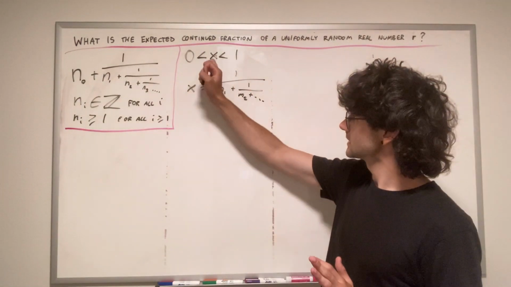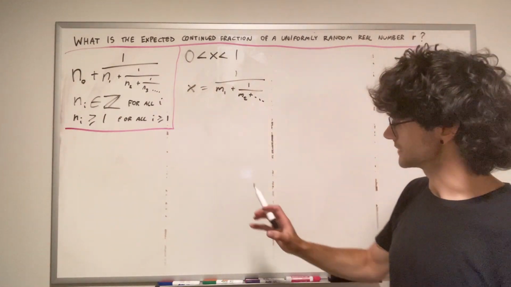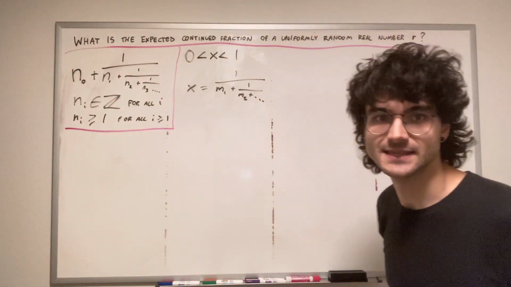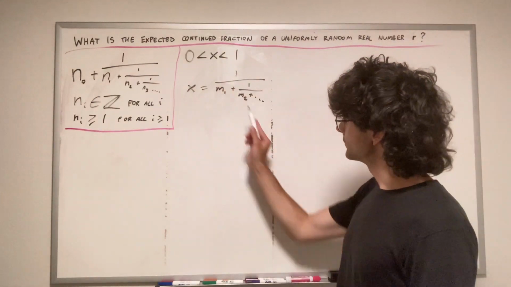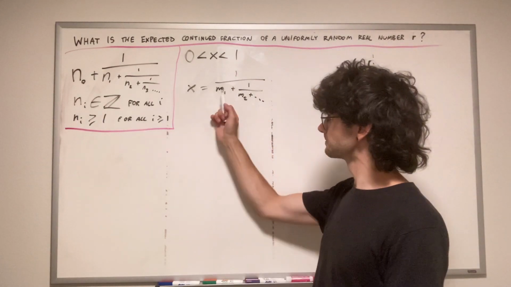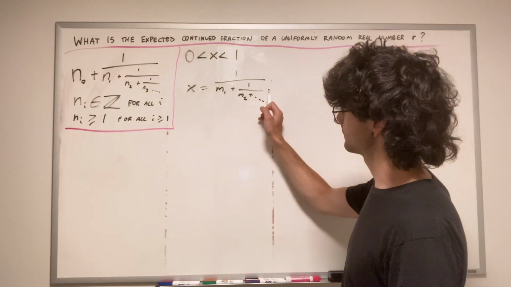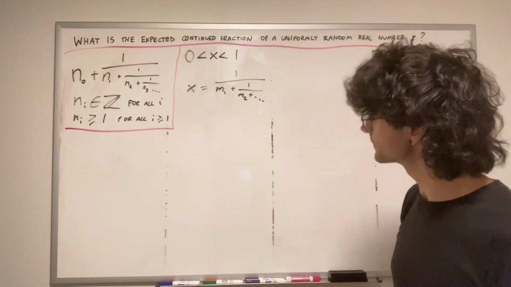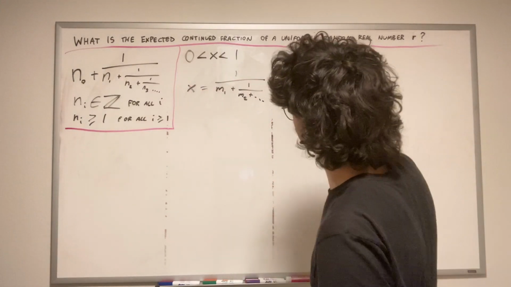Now, why is it greater than 0? Why is it positive? Well, all of these m's are positive. So the denominator is positive, and the whole number is positive. There's nothing in it that would make it negative. Why is it less than 1? Well, the smallest that this m sub 1 can be is 1, because it's a positive integer. So this is at the very least 1, and then we're adding something positive to it. So the denominator is bigger than 1, which means the fraction itself is less than 1. So we know any x of this form is between 0 and 1.